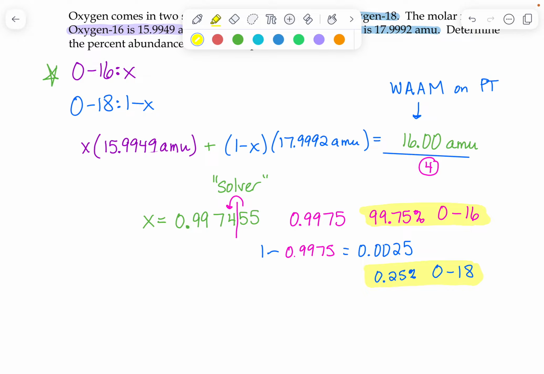It's a good idea to take that 1 second and see if your answers in the end make sense, to make sure you didn't accidentally typo on your calculator.